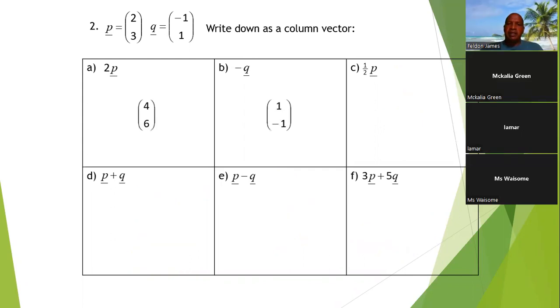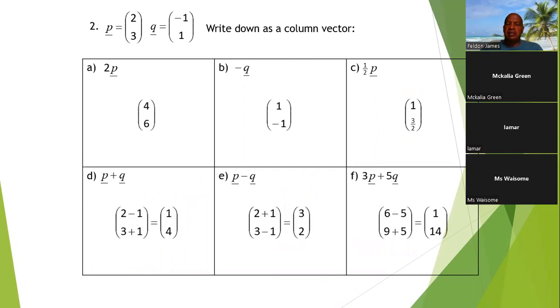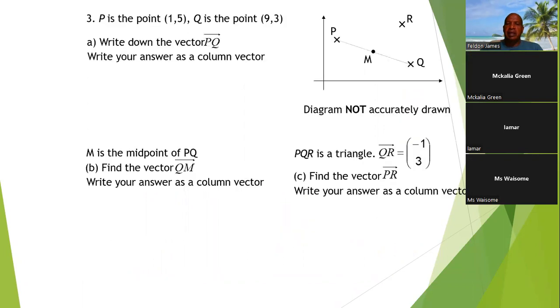All right, here would be the results. Okay. All right, here we have another question. Question 3 says that P is the point 1, 5, and Q is the point 9, 3. Write down the vector PQ. Now this is something that you have to be careful with.